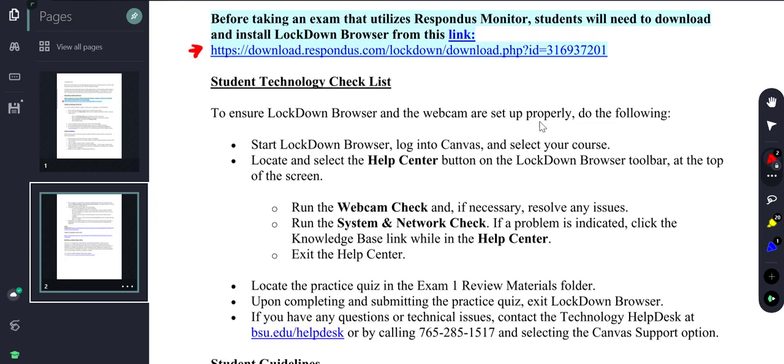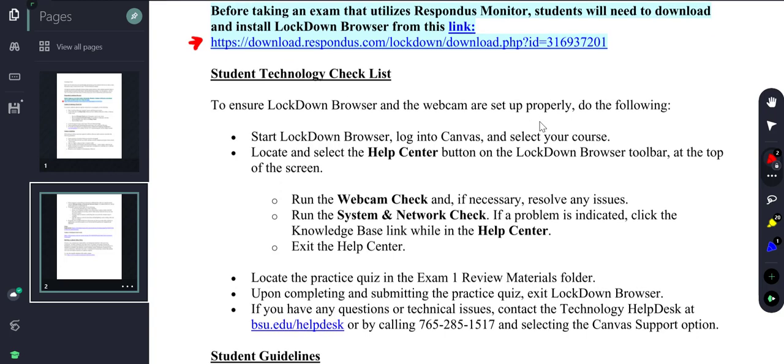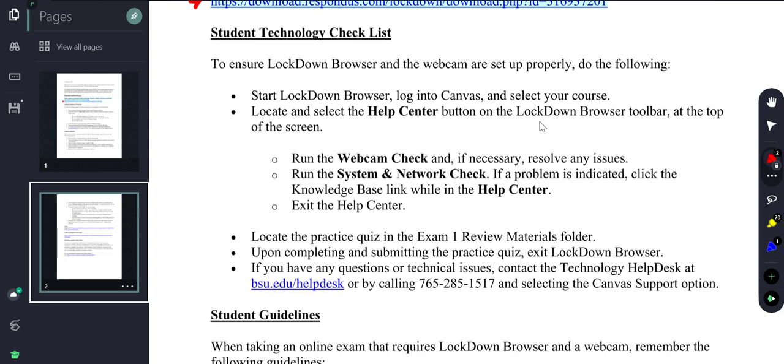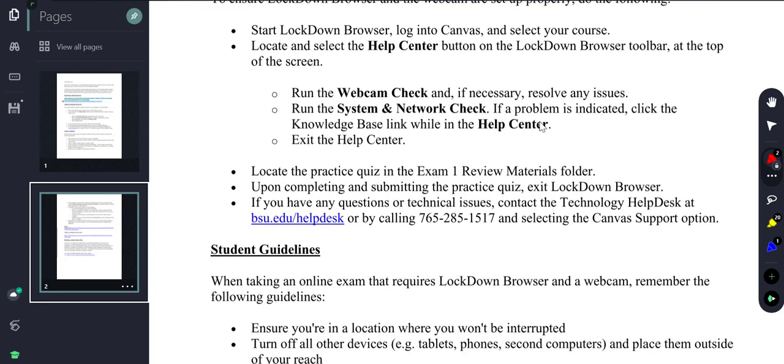Also, here's a checklist. You want to make sure that the lockdown browser and webcam on your computer are set up correctly. So you need to do the following steps: running the webcam check, running the system and network check, and making sure that it's going to work the way that you need it to.